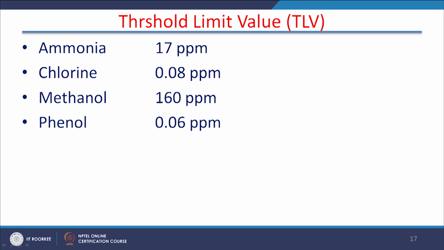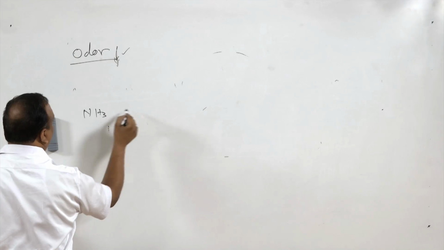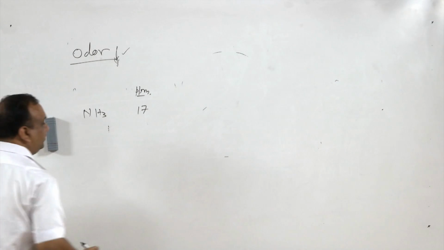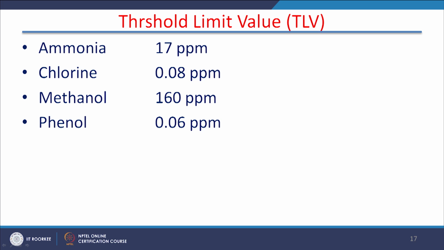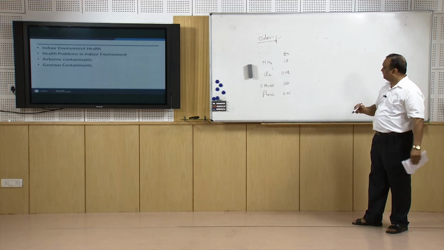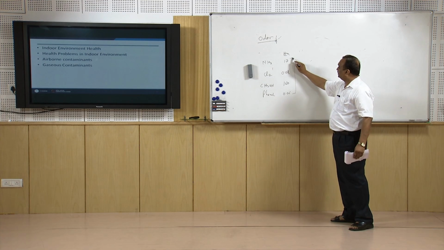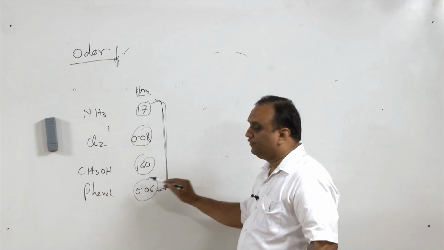Regarding the odor, there is a threshold value in ppm. I will write, for example, ammonia. Ammonia has to be less than 7 ppm in the air. If it is more than 17 ppm, you can feel the pungent smell of ammonia. Chlorine has to be 0.08. Methanol, CH3OH, has to be 160 ppm. If it is more than 160 ppm, you can feel the odor. Phenol, 0.06. Likewise, for all possible chemicals, there is some threshold value. If the presence of these chemicals in the atmosphere is less than these values, you will not feel the odor of these chemicals.